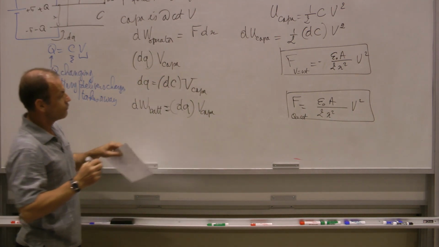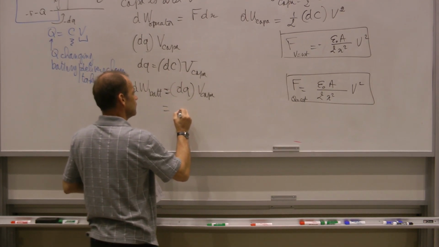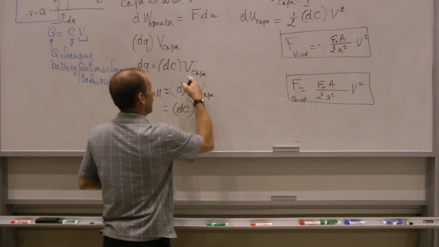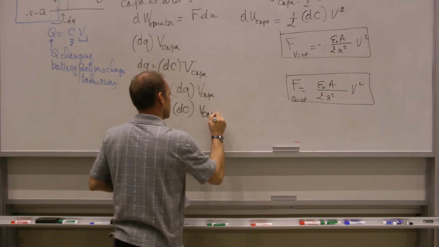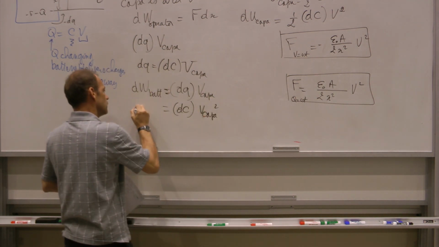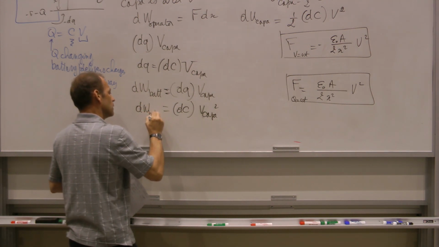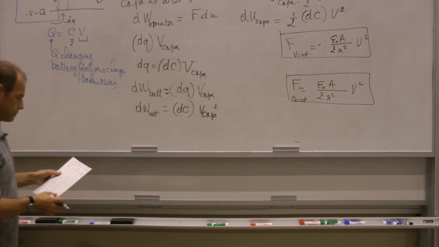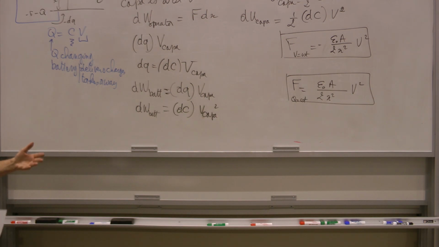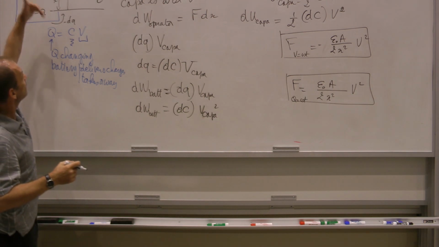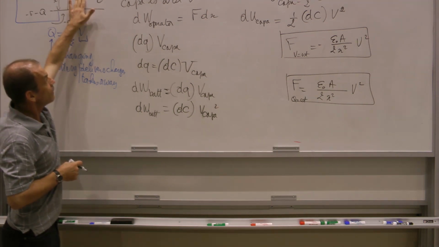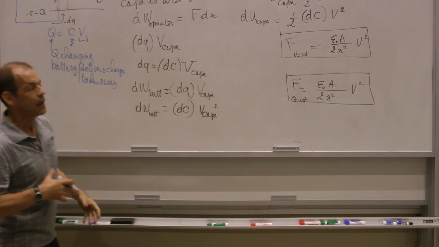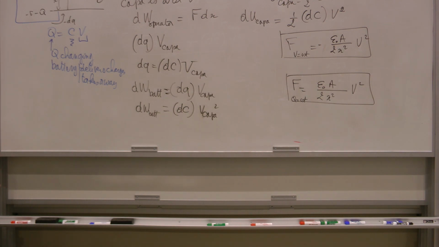But the dq of V of the capacitor is finally dC times V kappa squared. Here's the dW of the battery. So now we have the amount of work that the battery does, and we need to add it to the amount of work that the operator does to know by how much the energy of the capacitor changes.